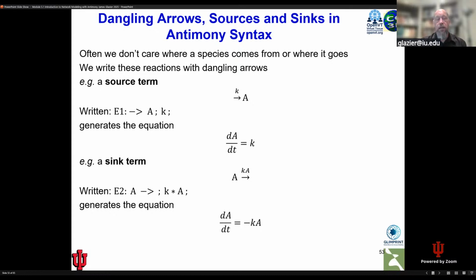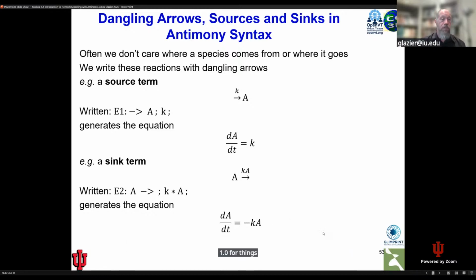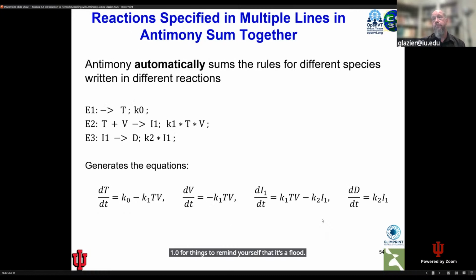Unlike Python, Antimony treats everything as a float. But I still recommend that you write 1.0 for things to remind yourself that it's a float. If I have multiple reactions that involve the same species, nothing goes to T, T plus V goes to I1, then in the net rate laws, Antimony will automatically sum them up, which is also pretty convenient.